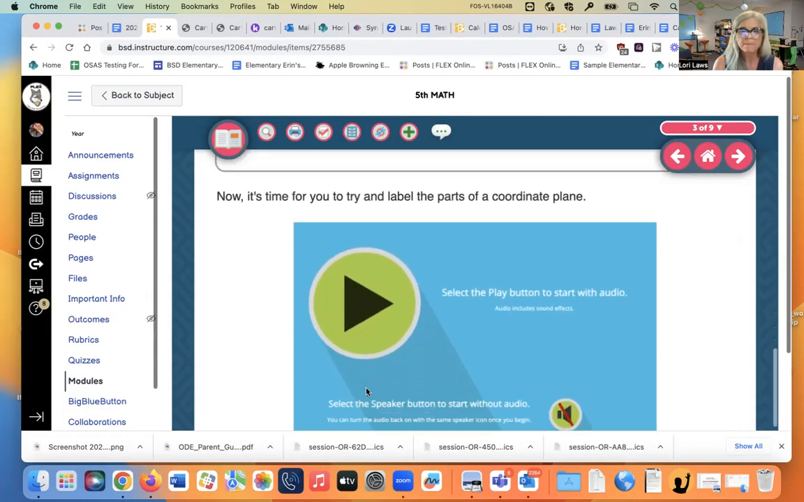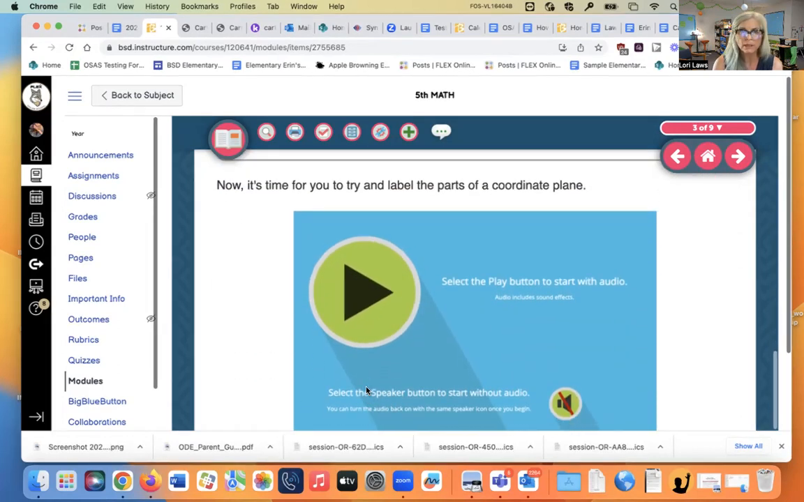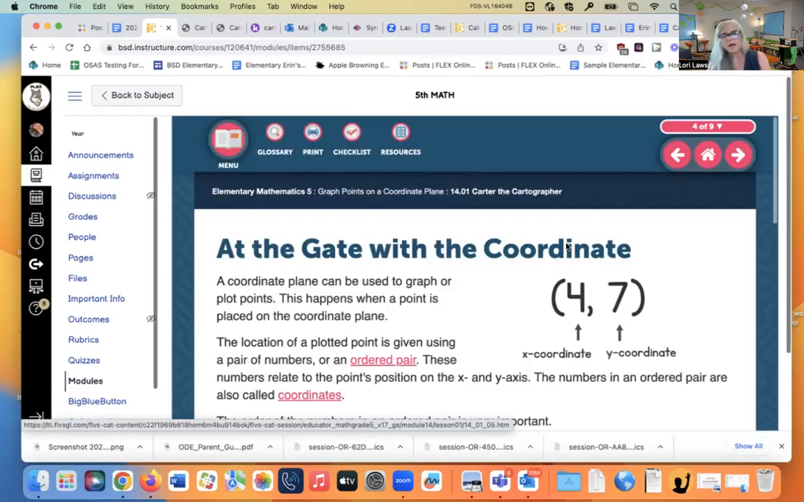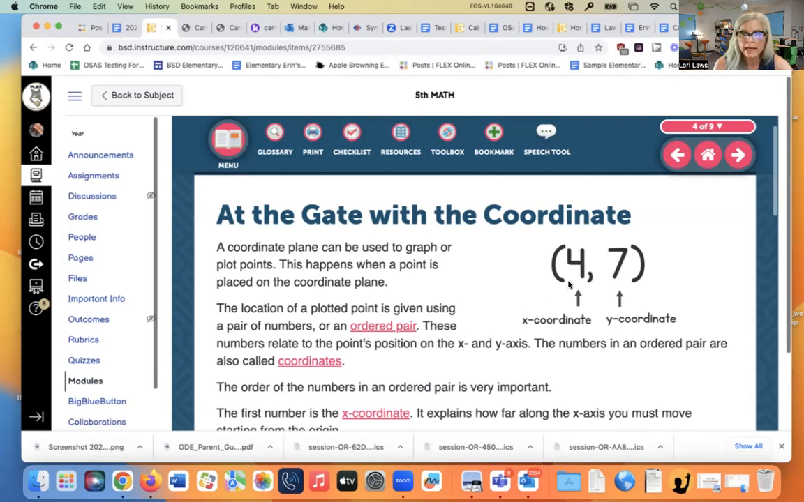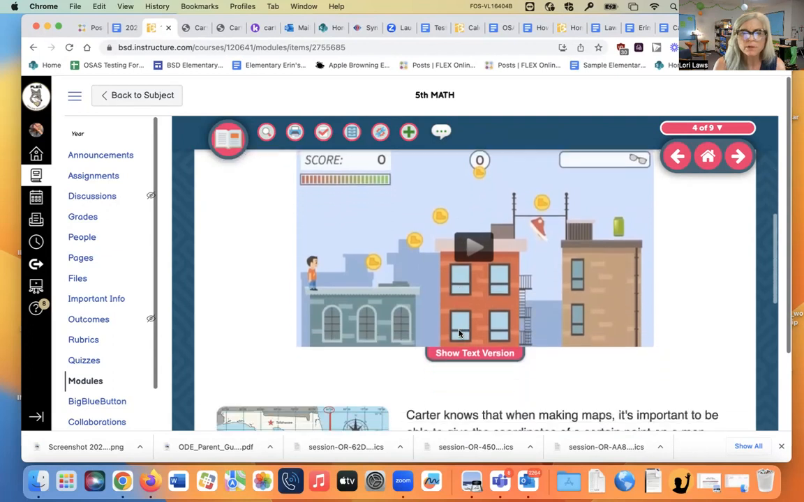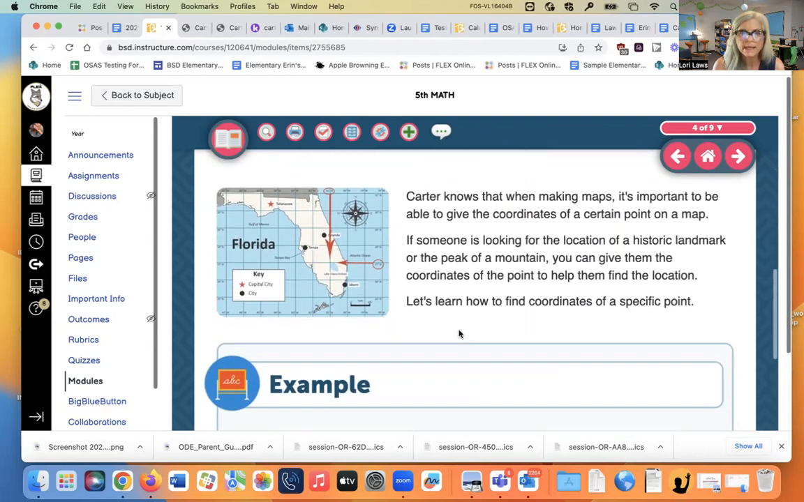And they talked to you a little bit about building a coordinate plane and labeling it. On page 4, you start looking at it. Here's the x coordinate, comes first, to the side, and then up and down. First to the side, then up. Slide to the side, and go up, okay? The x coordinate is the first number. The y coordinate is the second number. When you're making a map, that's how you find things.